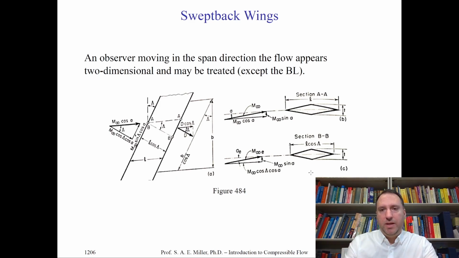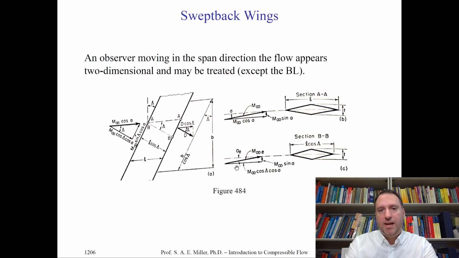Now, over on the right, we can decompose this wing section. Let's just say it's a basic diamond airfoil, which is swept. It has, of course, a chord length L, which is the original one, and L cosine A, where A is the sweep angle, which is along here on the left, and it has a thickness T.